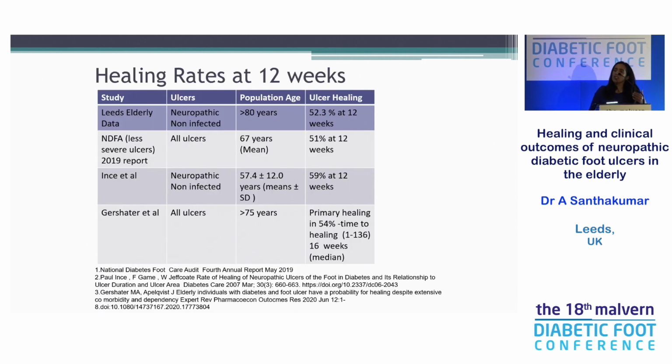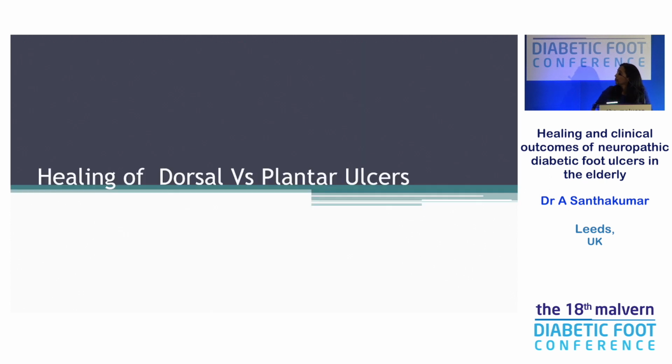Now, while we can't compare these different studies, it's useful to see where our Leeds elderly data fit in with both the less severe ulcer NDFA report and the Eurodiale neuropathic ulcer data, both of which studies had a much younger population than ours. And you can see similar healing rates. The fourth is a Swedish study that did have a similarly aged population as ours, but they included ischemic ulcers, and their data suggested primary healing in 54%, with a slightly prolonged time to healing.